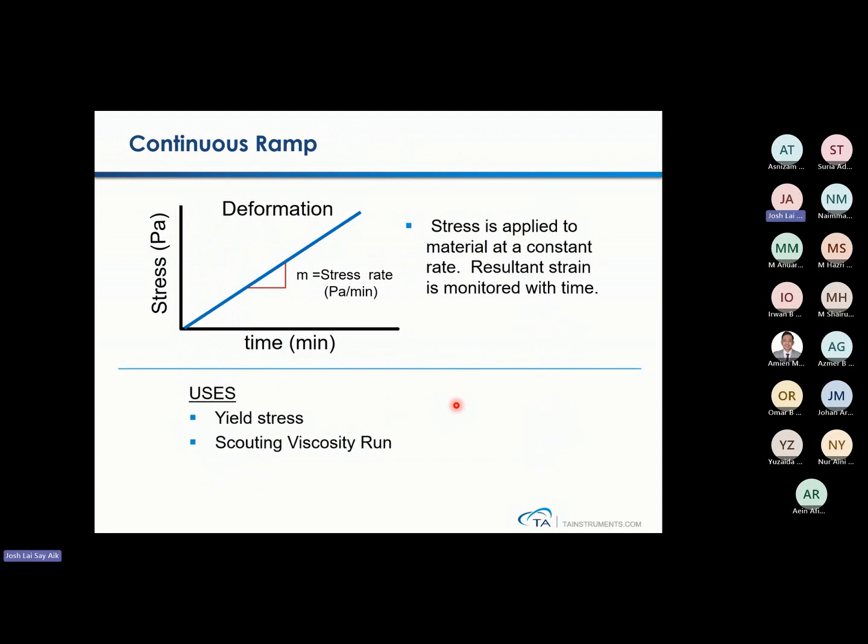While for continuous ramp, so what is continuous ramp? Stress is applied to a material at a constant rate. So this M here, the increase in Pascal or shear rate per minute is going to be constant. And the resultant strain is monitored with time. Okay, so this will give you a general yield stress measurement, and you can also get an idea of how my sample behaves in a very short time. Okay, this is what we call a continuous ramp experiment.